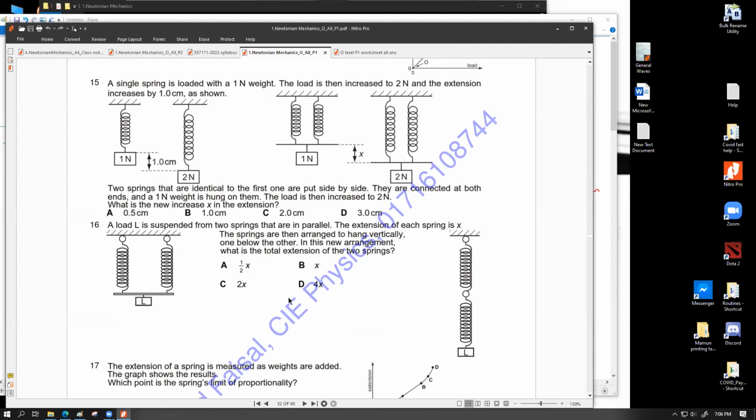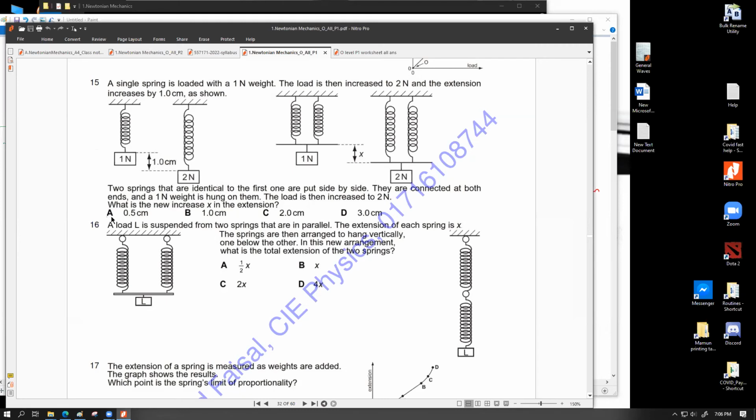Have a look. In this case, you have one spring undergoing one load increased by 1 Newton. You have 1 centimeter. You now have two springs in parallel, so the load would be shared. So here 1 Newton increase happened on one spring. Here 1 Newton increase happening on two springs. So essentially, the amount of extension would become half because the load is being shared by two springs. So here we had 1 centimeter extension for the single spring. For a parallel combination of two springs, we should have half centimeter increase. A is the correct response.